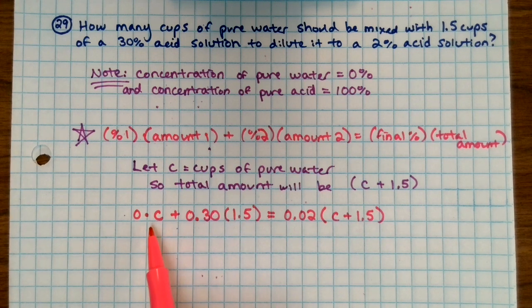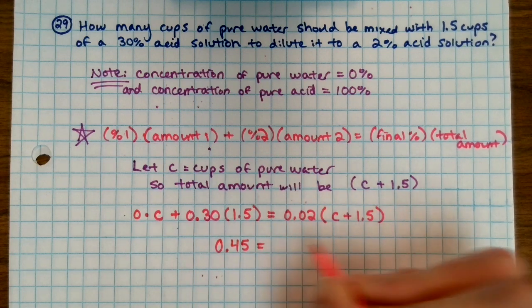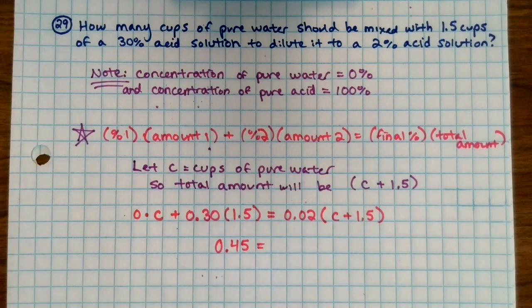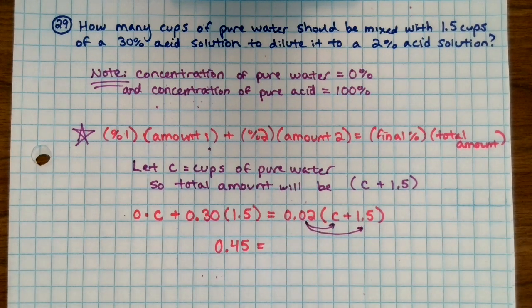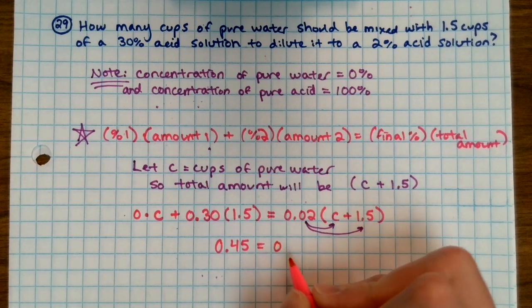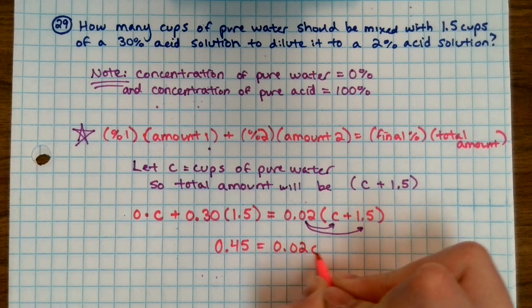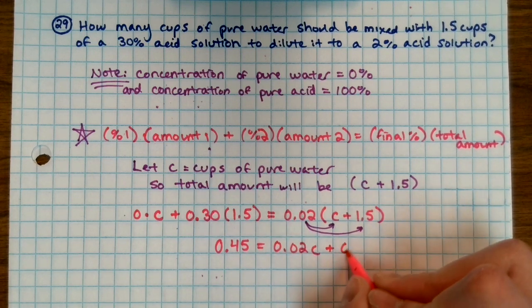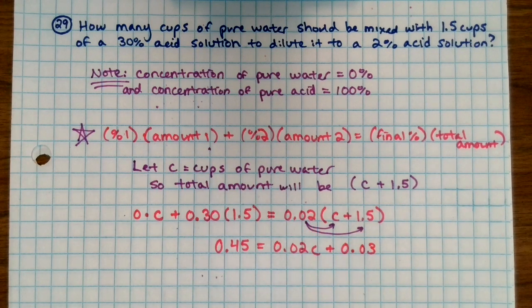0 times C would be 0, so this is actually going to go away. 30 hundredths times 1.5 would be 45 hundredths, so we'll have 0.45 equal to, and then over here we're going to have to use the distributive property. So we're going to take the 2 hundredths on the outside and multiply everything on the inside. We'll have 0.02C, sorry, I wrote it backwards on my notes, and then 0.03 after we do the 2 hundredths times the 1.5.